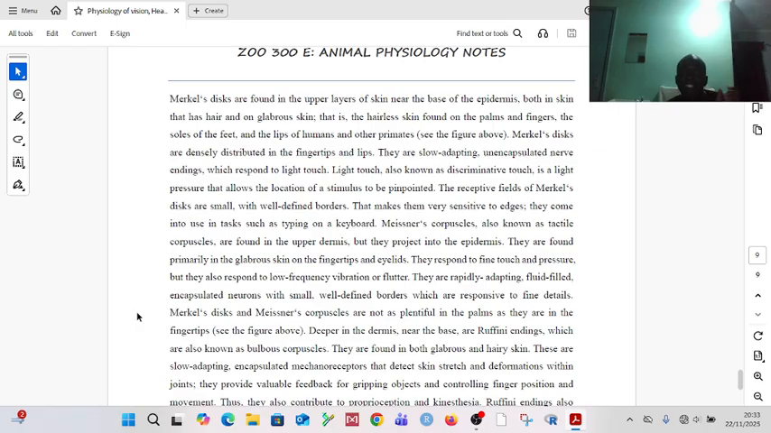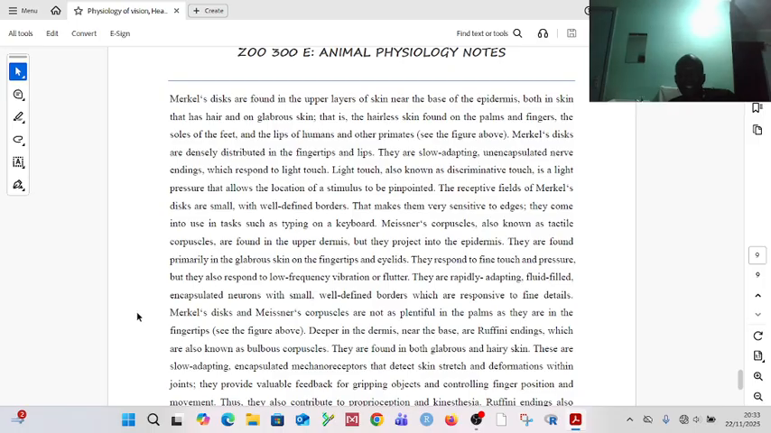So these Merkel's discs respond to light touch because they are not encapsulated. Okay? So they will respond to very light touch.